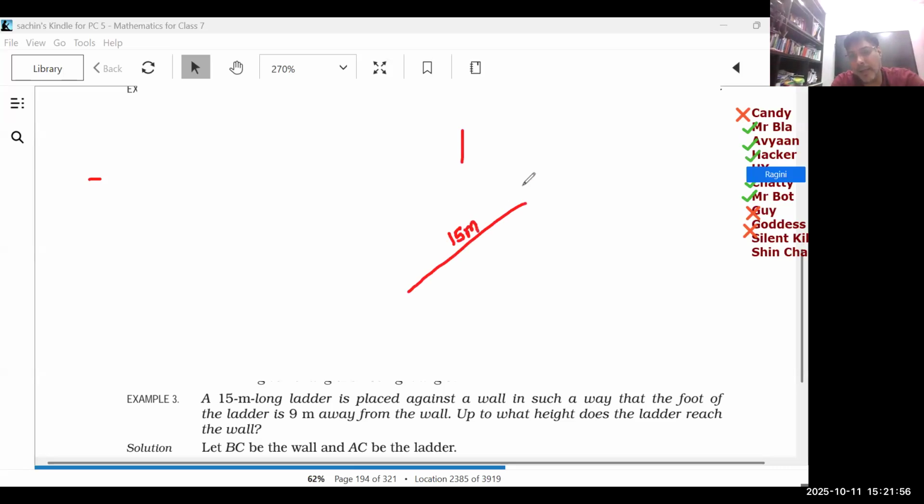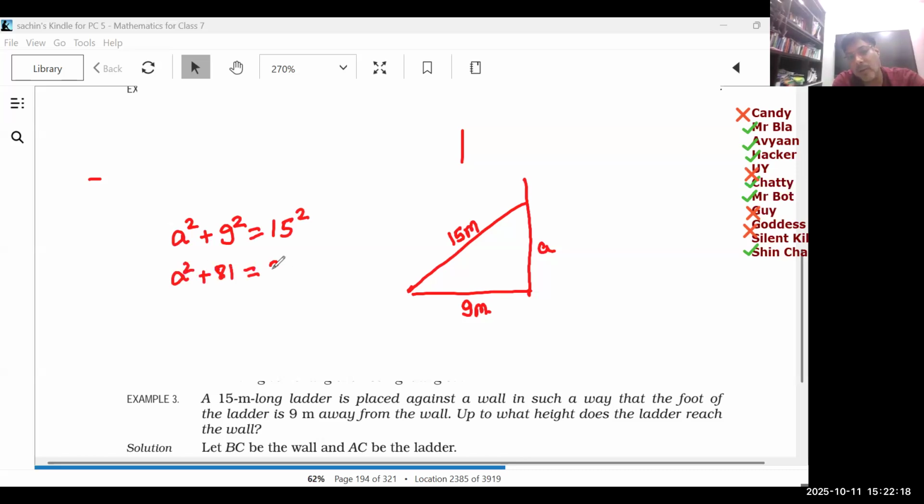A 15 meter ladder is placed against a wall in such a way that the foot of the ladder is 9 meters away. So what do we have to do? Let this be A. So A square plus 9 square is equal to 15 square. So A square plus 81 will be equal to 225. A square will be equal to 225 minus 81, that will be 144. So A will be equal to the square root of 144, that is 12.